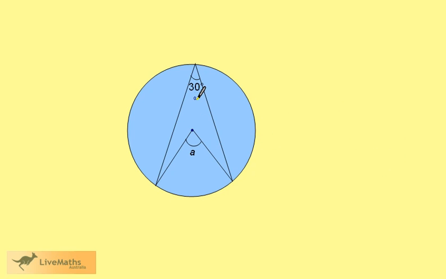So looking at this diagram, we can see that A and the 30 degrees stand on the same arc, but 30 stands at the circumference and A at the center. That means that A is going to be double 30, which we know is 60 degrees.